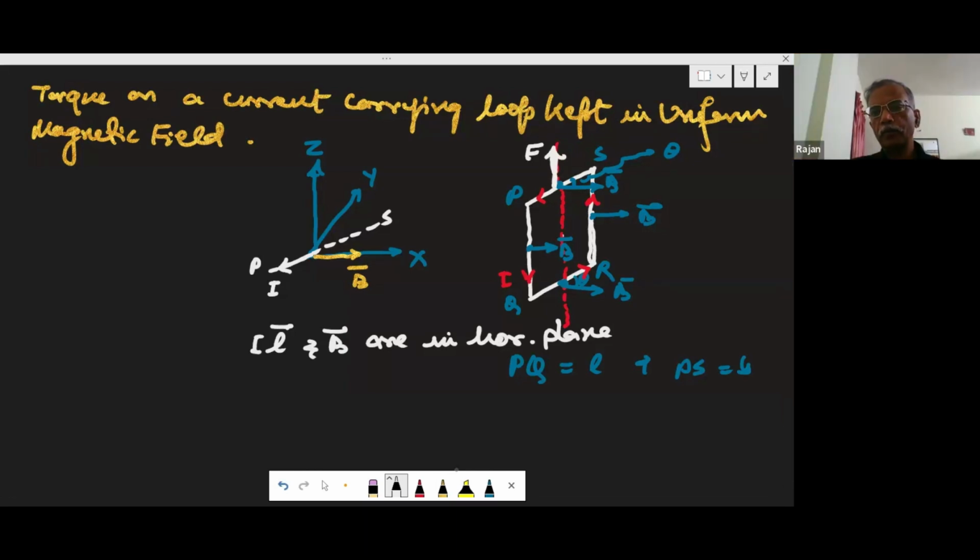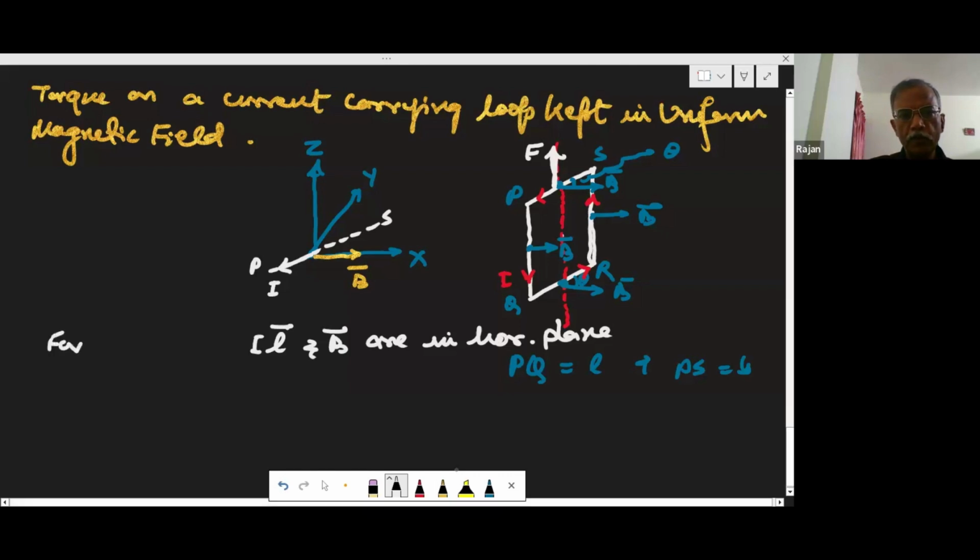Right. Now come to your QR. Can you tell me which direction the force will act on the similar line? QR, that is your IL and B are in the horizontal plane here for that also, right? This we had taken for SP.